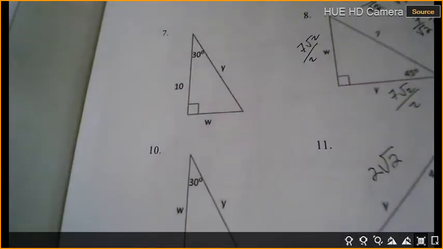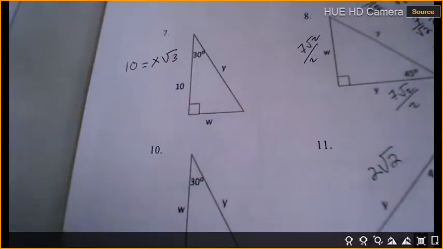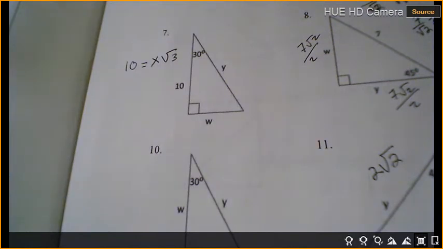Okay, so we've got 10. But 10, right here, is in a position where it should be equal to x square root 3. So I need to solve this for x in order to get it. What am I going to do? Divide by the square root 3. So I have 10 over square root 3.